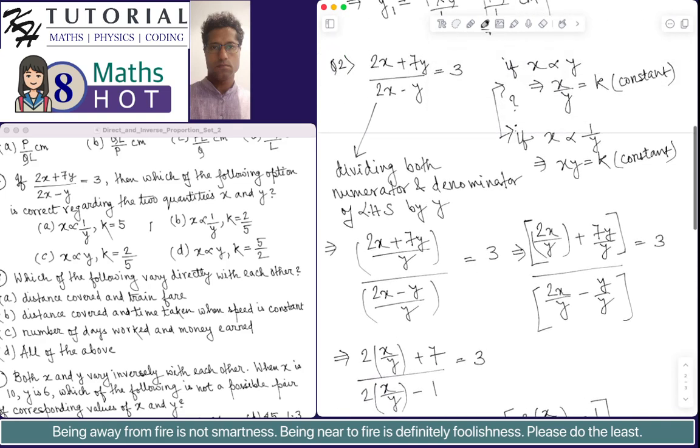Now from the given equation, it should be very obvious from observation that we can clearly find the value of x by y or even y by x. If I would have divided the numerator and the denominator of the LHS by x, then I would have got 2 plus 7 into y by x divided by 2 minus y by x, and I could have found the value of y by x, and that would have been a constant, and so we can say that x and y vary directly.